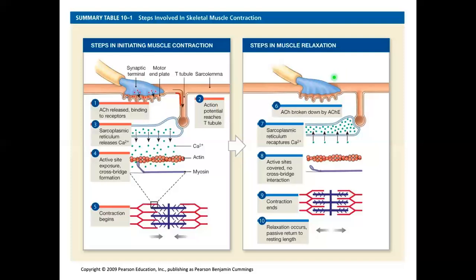How do you get relaxation? The nerve shuts off. Whatever acetylcholine is in the synapse is broken down by ACHE. We call that acetylcholine esterase, so we abbreviate it ACHE. So acetylcholine is degraded. Then the impulse stops. Calcium isn't released anymore, and in fact, calcium is brought back into the sarcoplasmic reticulum. Then the active sites are covered by the troponin-tropomyosin complex, and so the myosin can't engage the actin.